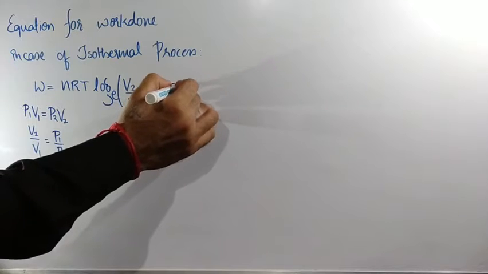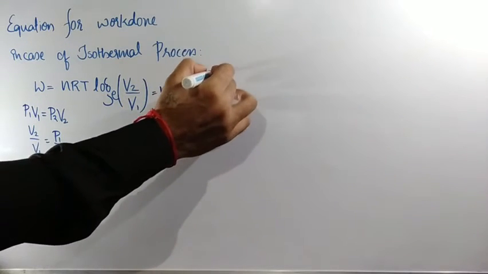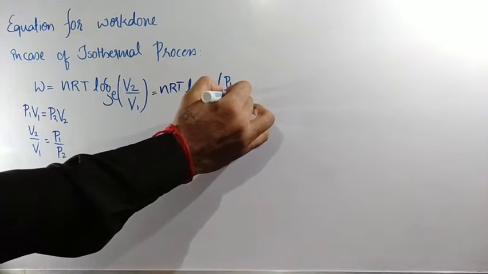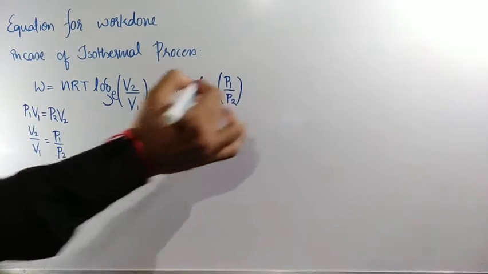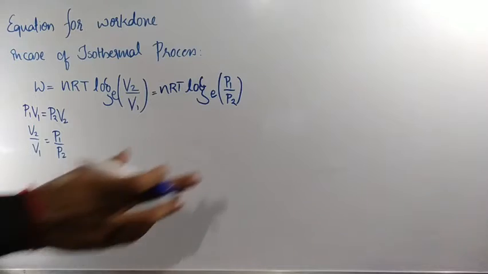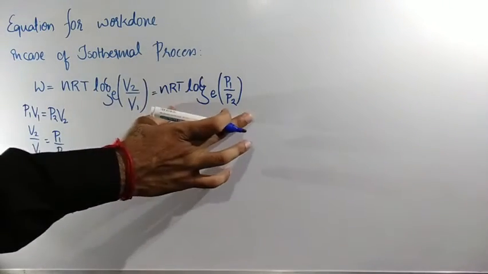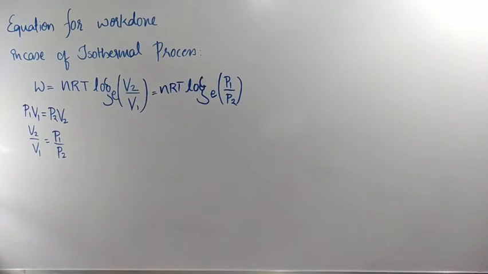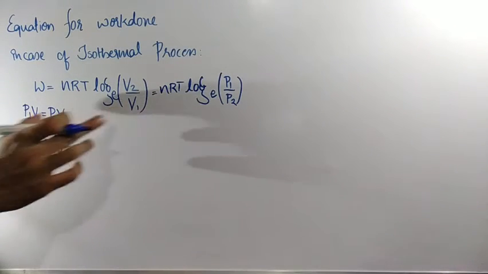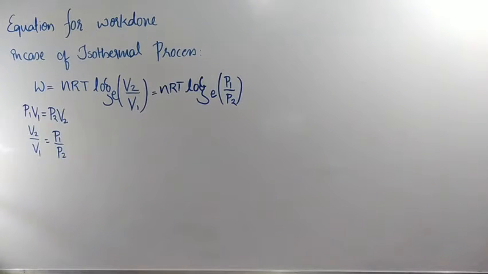nRT log P1 by P2 to the base E. Clear? This is nothing but one more equation for work done only. Don't get confused. Remember only one, and remember the conditions. You can alter that formula. Don't worry. Don't feel that we have to practice everything. Remember only one formula, and from that one formula you can easily write the other. Clear? Okay, next.